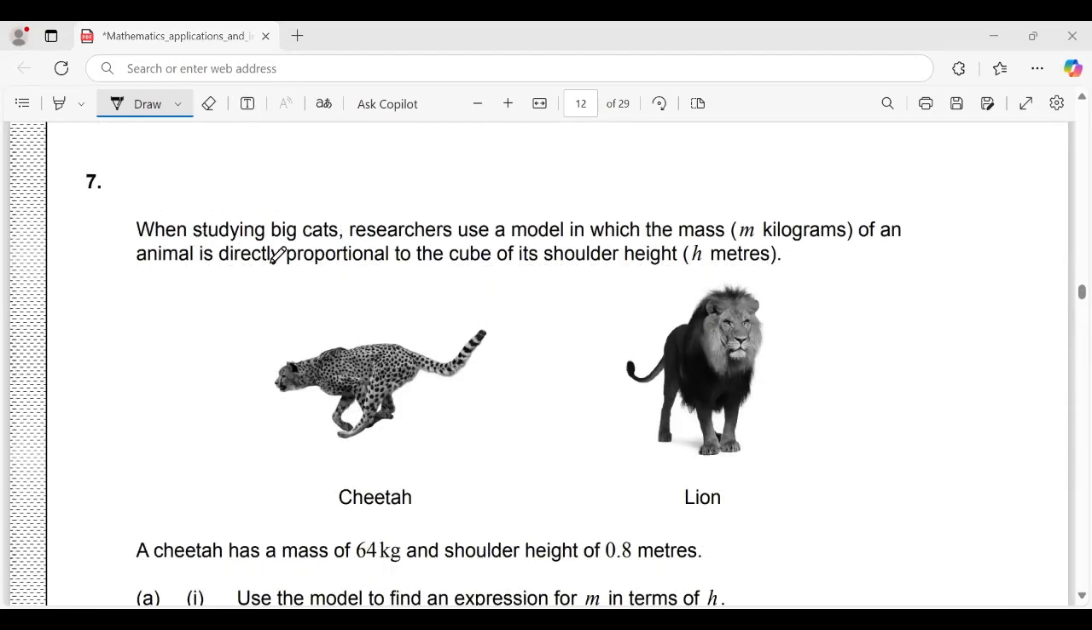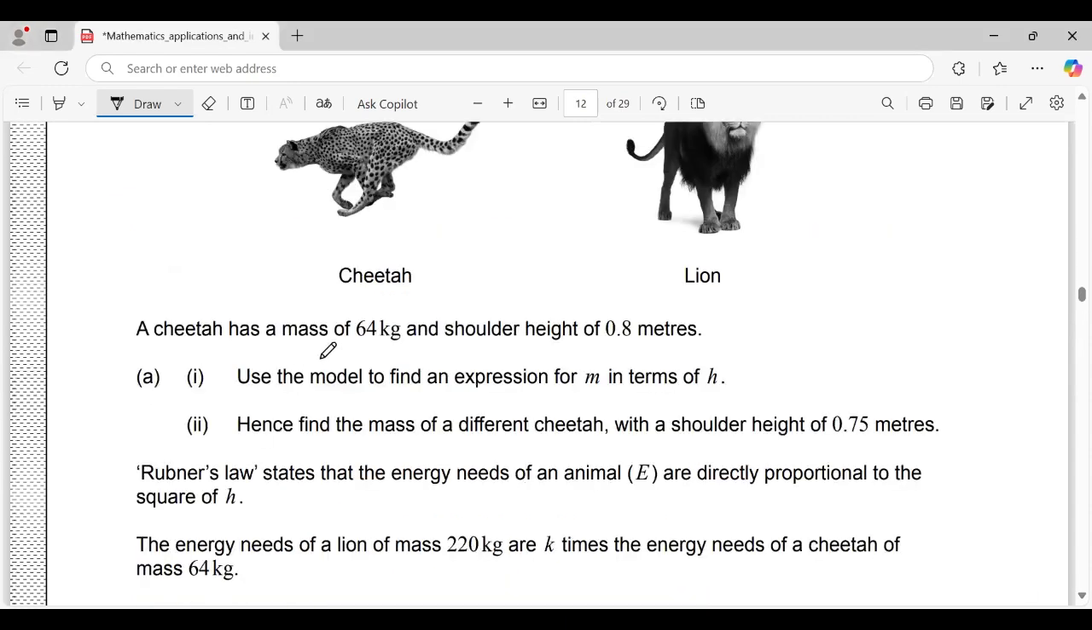Number 7. When studying big cats, researchers use a model in which the mass m kilograms of an animal is directly proportional to the cube of its shoulder height, h meters. A cheetah has a mass of 64 kg and shoulder height 0.8 meters. Use the model to find an expression for m in terms of h.